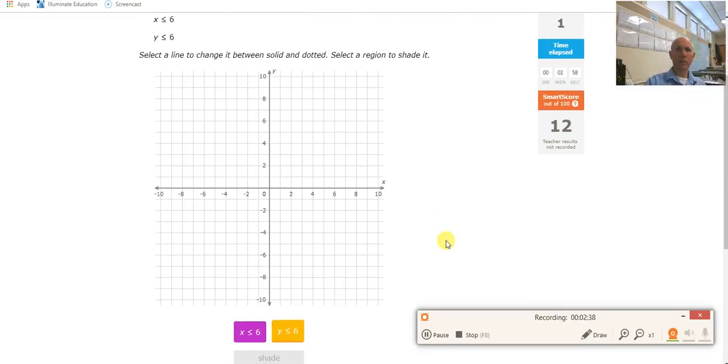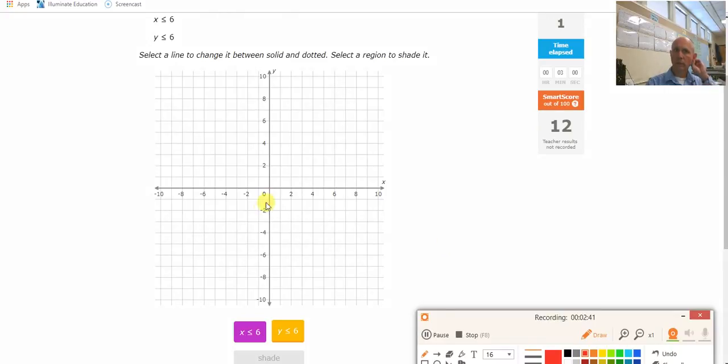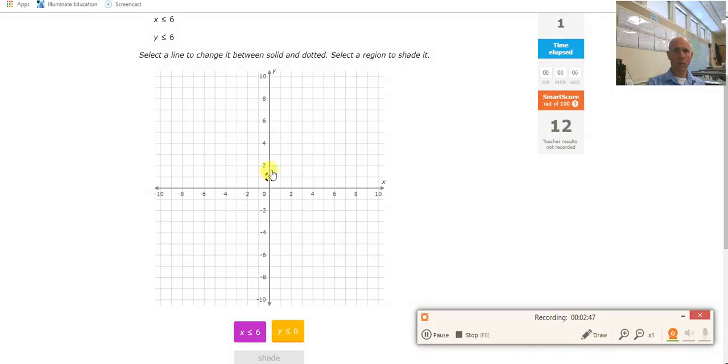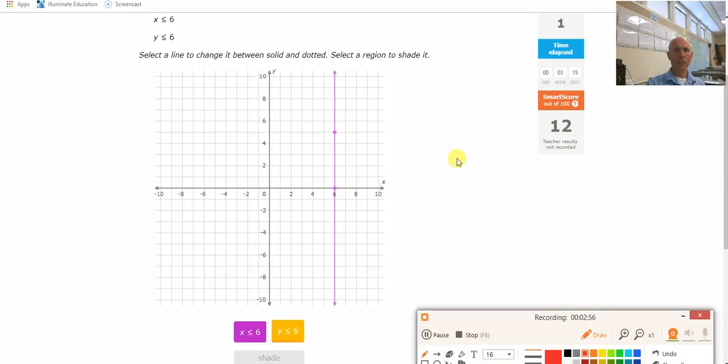So I have this system of equations. Let's start with the first line, which is x equals 6. Okay, there's the first line. Now I'm going to test it against 0, 0. So is 0 less than or equal to 6? That's true, which means this side of the line is the true side of the line.